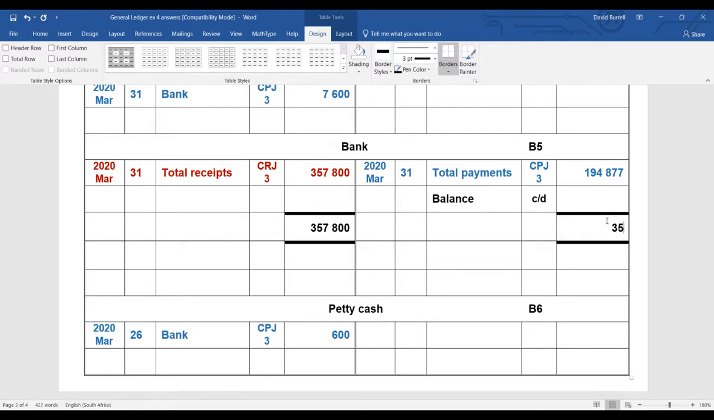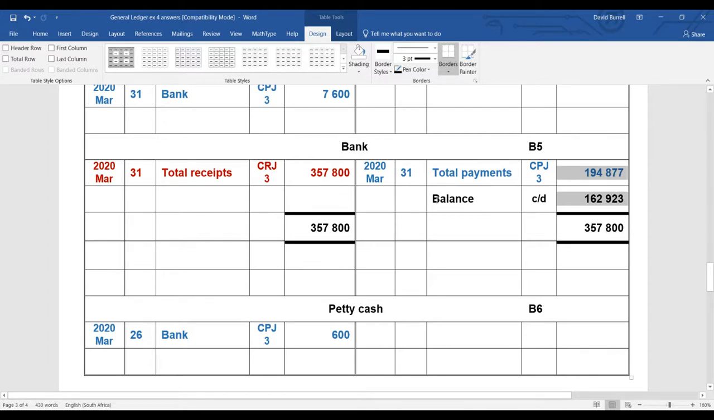So exactly the same, 357,800. And then I need to work out what I put here for that amount for balance carried down. And I will subtract the 194,877 from the 357,800 to work out what the difference between the two is. In other words, what the balancing figure is. I am just working it out on my calculator now as we speak. And it is going to be 162,923 that goes in there as that balancing figure. So if I add those two amounts, I get 357,800, same as the debit side.